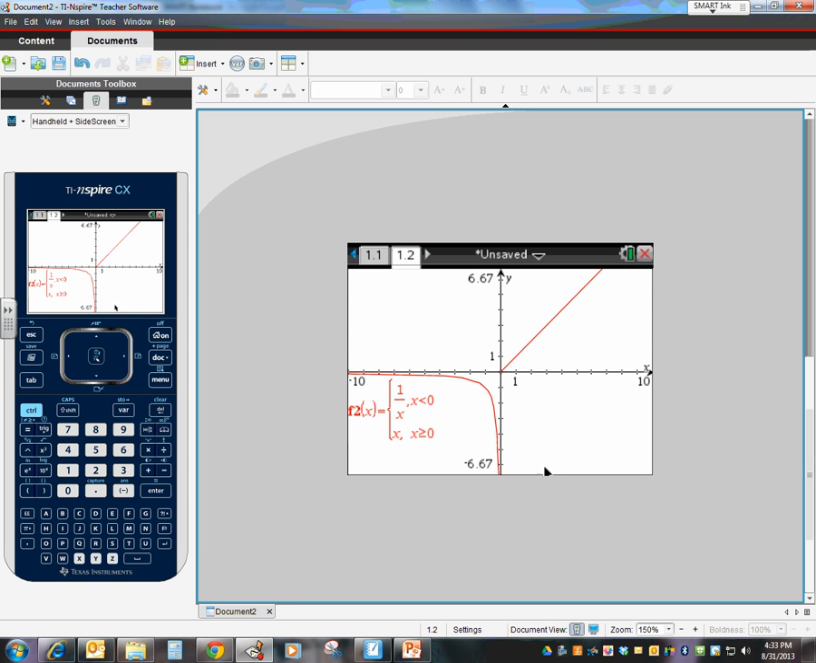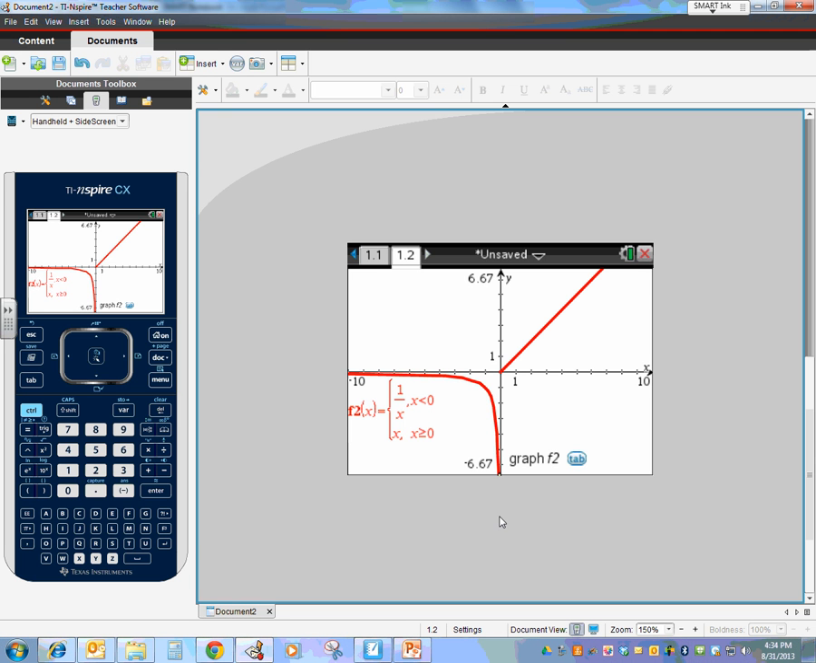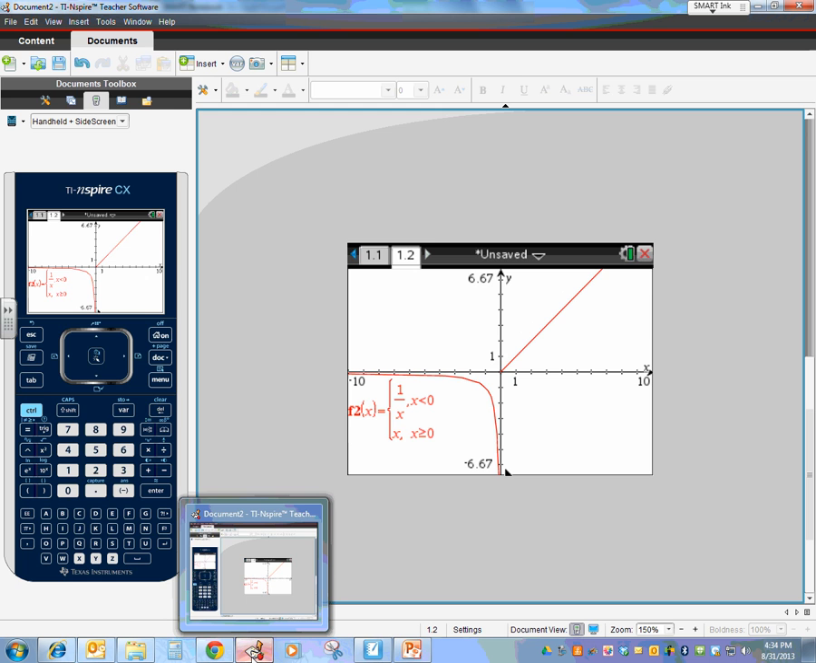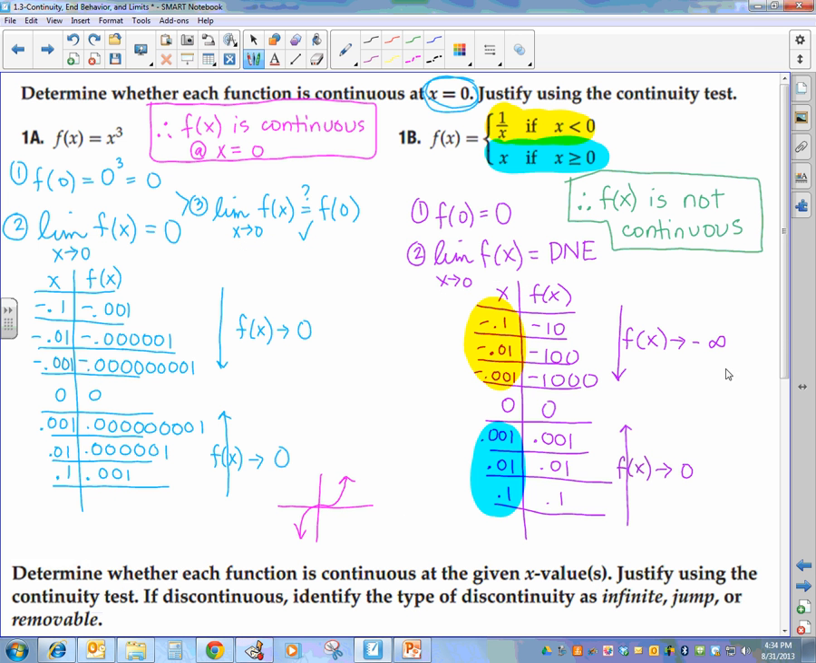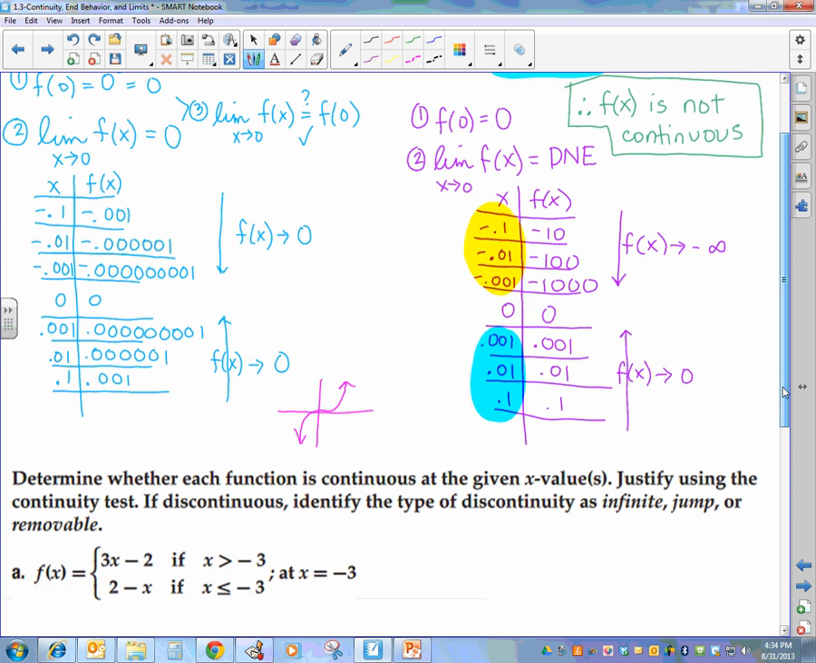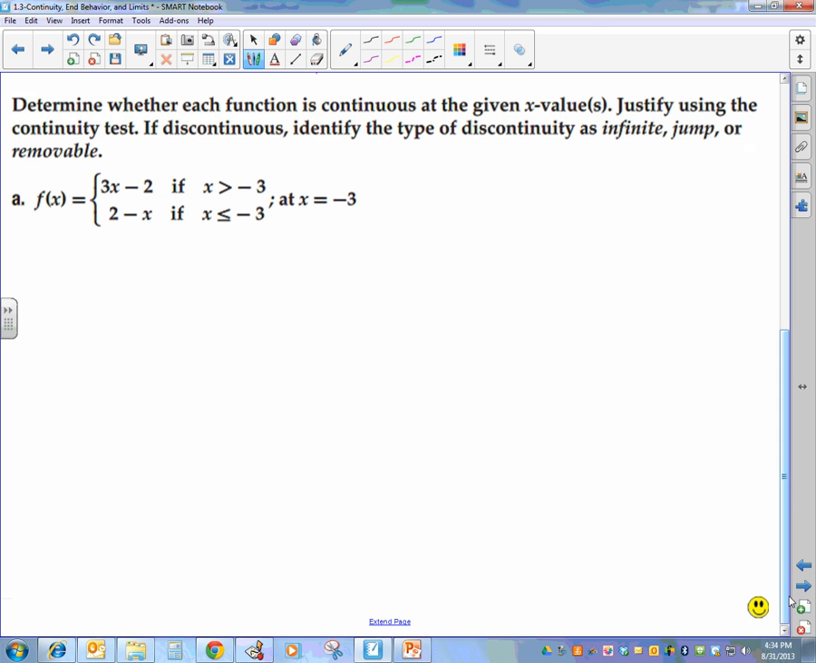But again, we were looking at our function at x equal to 0, which is this point here. And as we saw, when we came from the left side of 0, our numbers were getting larger with a negative sign, meaning they were going to negative infinity. And as we came from the right side of our graph, we got closer and closer to 0. So that's just a good visual to confirm what we were doing algebraically. All right, let's look at two more.